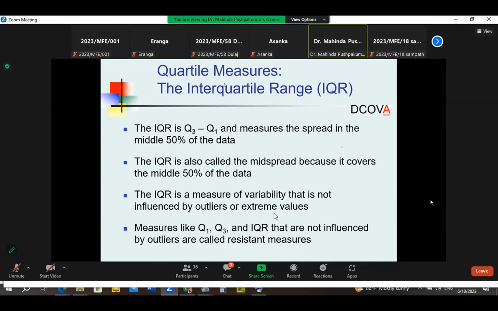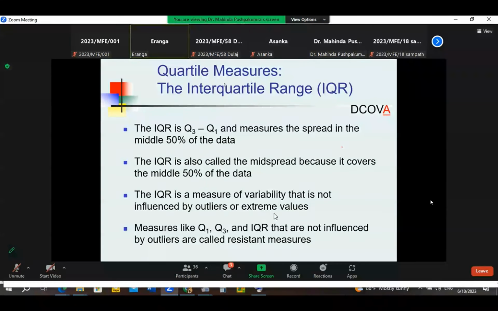Then this diagram summarizes the 5 numbers we learned: minimum, maximum, first quartile, second quartile, and third quartile. Let's say maximum value is 12. Minimum value is 7. Then if the mean is 30, sorry, Q1 is 30.